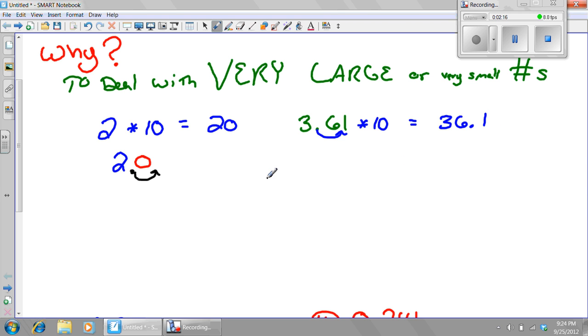What would happen if I took, say, 1.428 and multiplied it by 100? Well, that decimal point's not going to move one place. It's going to move two places. And notice, 100 has two zeros. That is not a coincidence. So my new number is 142 and 8 tenths. Okay, so in scientific notation, we're actually going to be multiplying by powers of 10, multiples of 10.